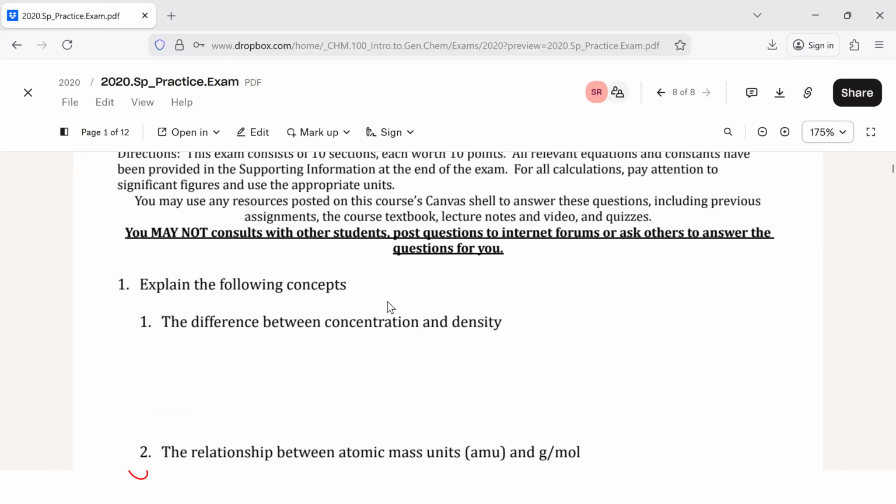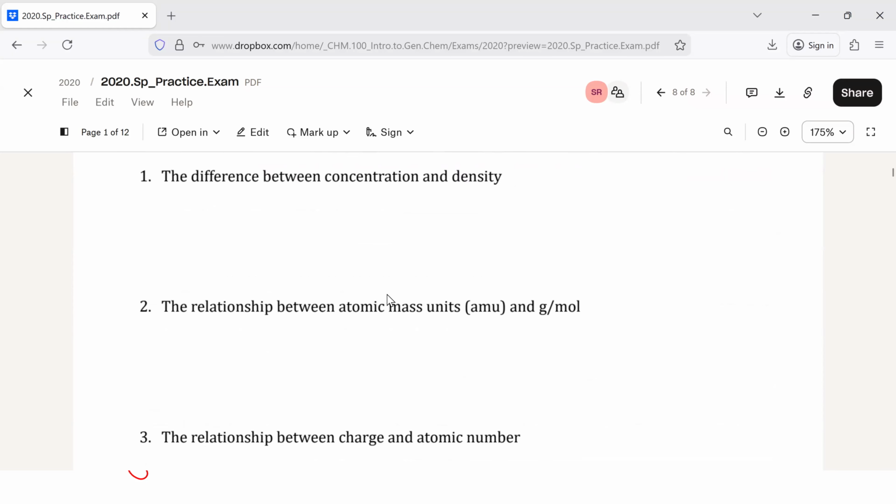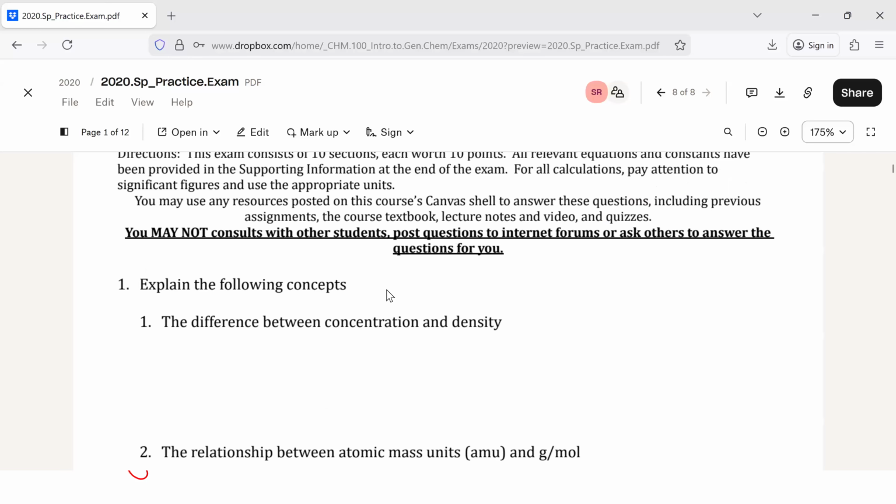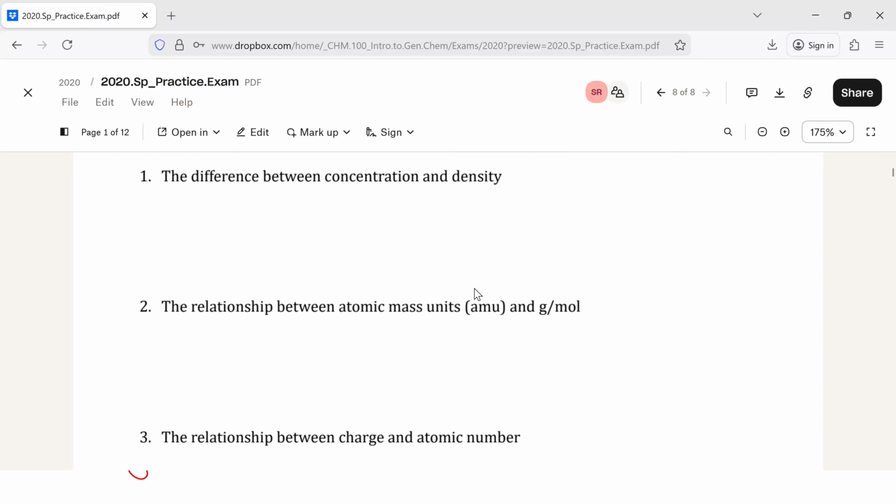This is from 2020. So the format will be a little bit different because this was COVID year. So I had to put in more stuff about don't use stuff on the internet, and AI wasn't a thing at the time, but the structure of it's pretty much the same.